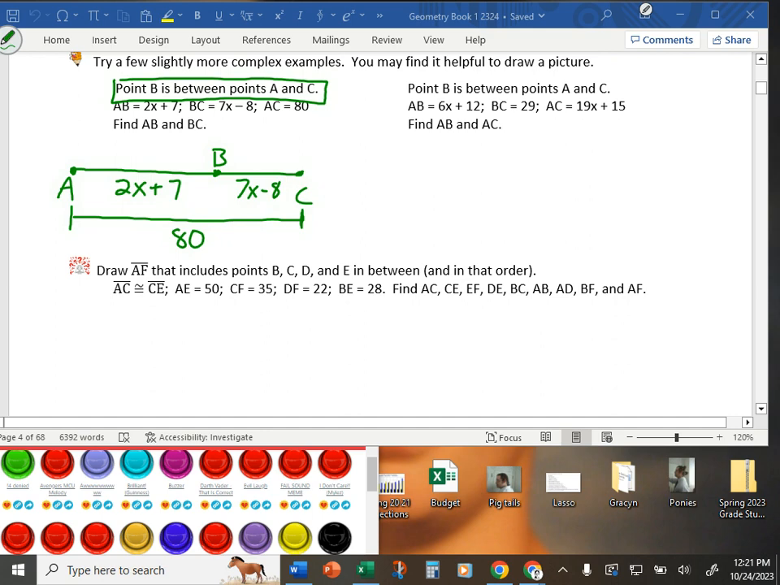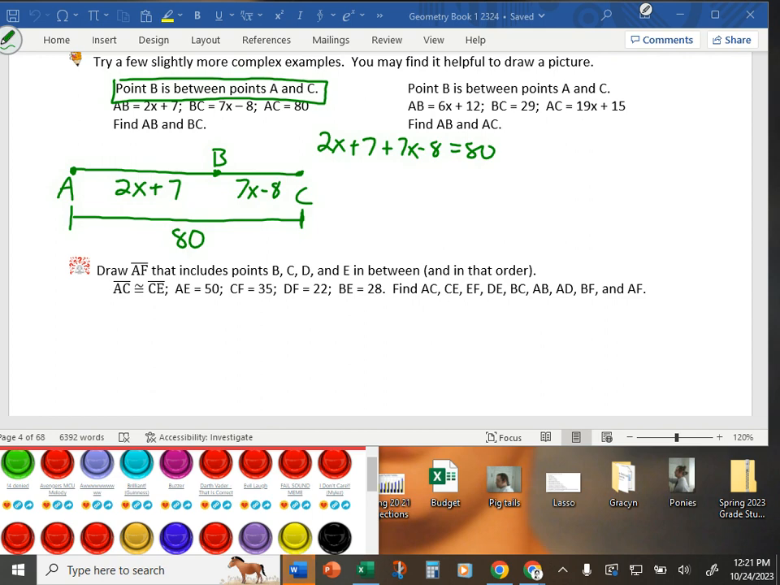Jocelyn. 2x plus 7 plus 7x minus 8 equals 80. Exactly, right? The segment addition postulate tells us that the parts of the segment, one part is 2x plus 7, from A to B, and from B to C is 7x minus 8. So 2x plus 7 plus 7x minus 8, those two parts added together equal the whole segment, which is 80. It's 80 because you're told that. AC, the whole thing, is 80.